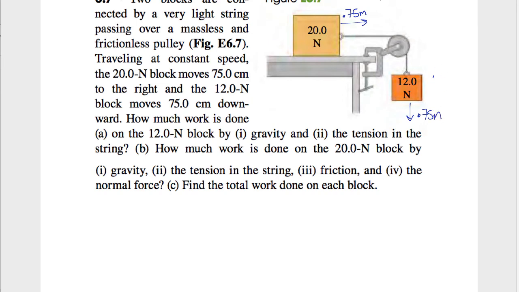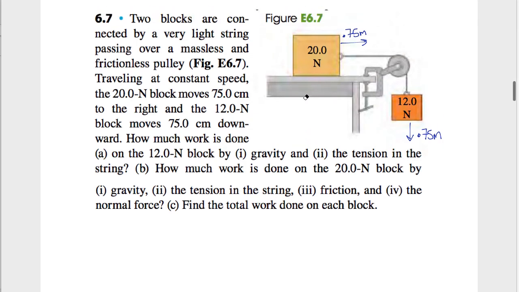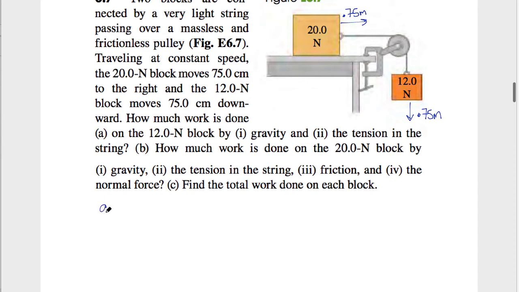So, the question asks, how much work is done on each block by each of the different forces that act on that block? We're starting with the 12 Newton block for part A. The free body diagram for the 12 Newton block will have the force of gravity acting downward, and we'll say that this is equal to 12 newtons. And we have a tension force acting in the upward direction.